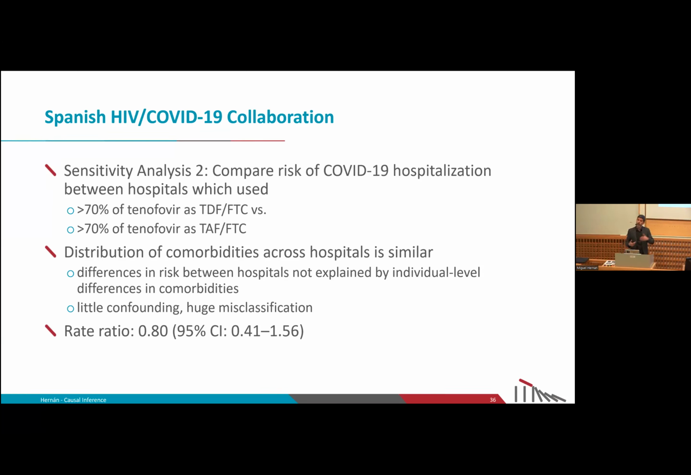So we compared hospitals that use mostly TDF with hospitals that use mostly TAF, and the rate ratio was still 0.8. But now we have to remove a lot of hospitals that are using both. We have a lot of misclassification. So that is not confounding, but that is hard to interpret. This wasn't a definite study.